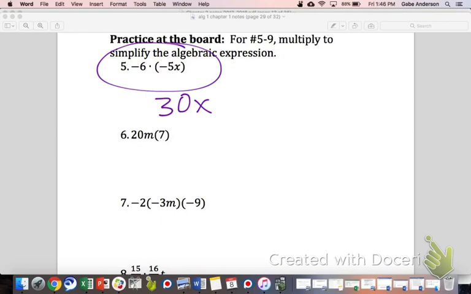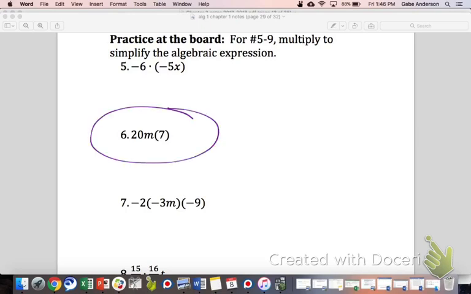Let's go ahead and try number 6. Head to the board, please. 20m times 7. Please erase all the other stuff up there. Please try number 6. 20m times 7.